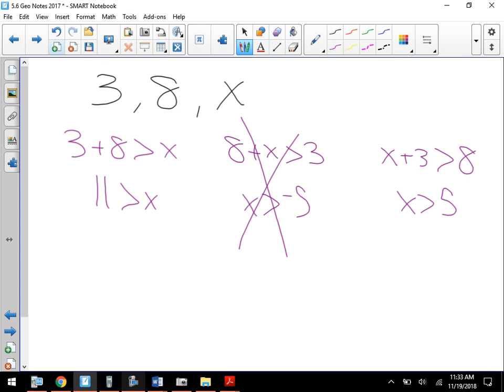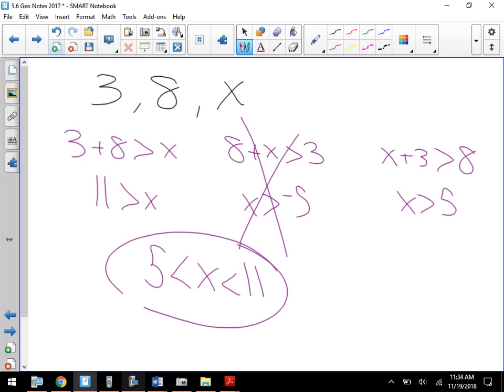Basically, this says x has to be bigger than 5, but smaller than 11. If I had side lengths of 3 and 8, the other possible side lengths are anywhere between 5 and 11. Not including 5, not including 11. Just bigger than 5, but smaller than 11. So 10.999999 would work. Or 5.000. Anything bigger than 5 or smaller than 11.